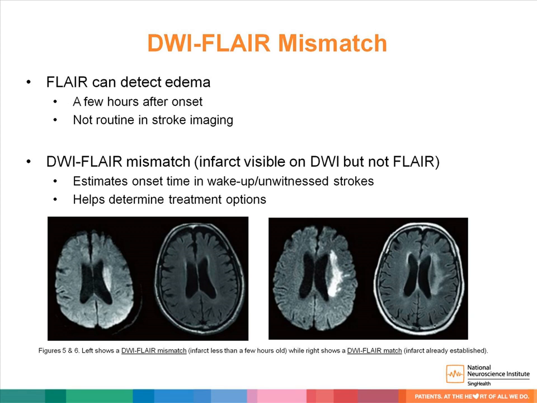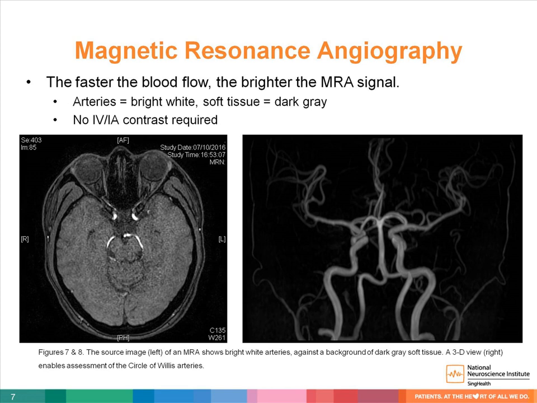Infarcts may be caused by vessel occlusion or hemorrhage. We will now look at how MRI can differentiate between the two. Magnetic resonance angiography emphasizes contrast between flowing blood and stationary tissue. No contrast injection is required. The faster the blood flow, the brighter the signal on the images. Therefore, patent arteries appear bright, while stationary tissue appears dark gray.